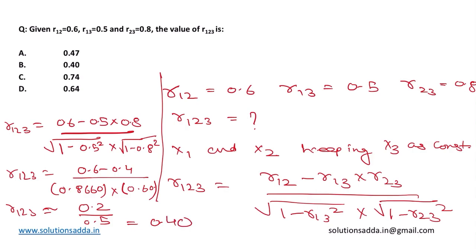So basically the exact answer that is coming is 0.384, which is equivalent to 0.4 nearby. Hence, option B is the correct answer for this question.